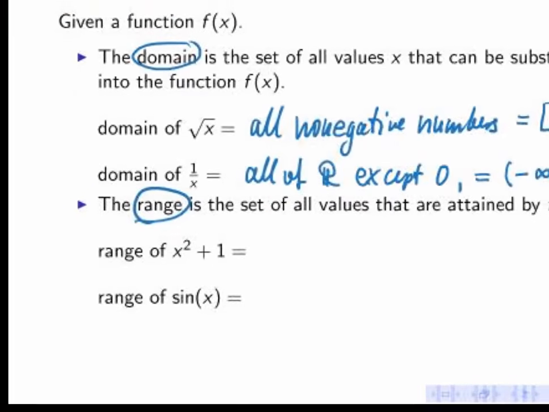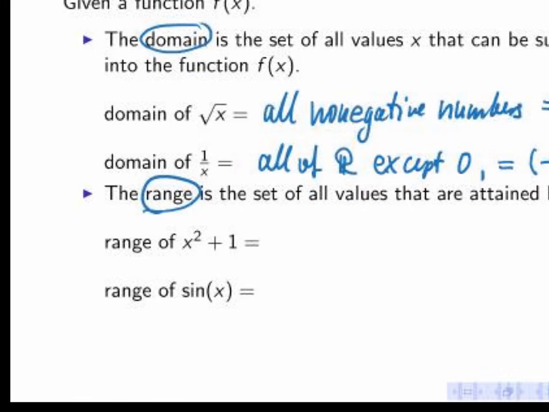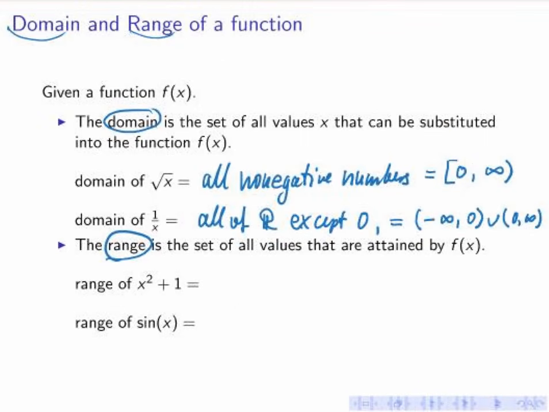Secondly, the range. The range is the set of all values which can be attained by f. For example, the function x squared plus 1. So we know x squared is always positive or maybe 0, but it is not negative. So whatever this is, it is bigger than 1, right? And if I substitute 0, I get equal to 1. So the range is all values larger or equal to 1. And writing this in interval notation, this will be the interval from 1 to infinity.